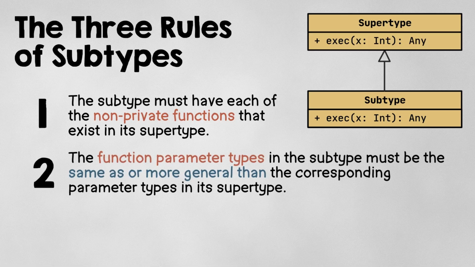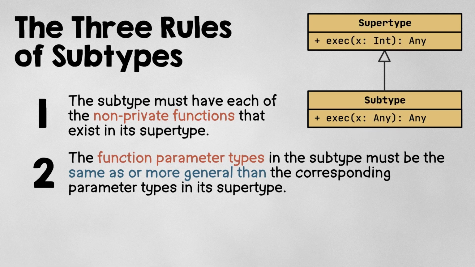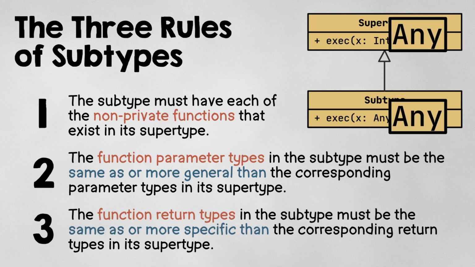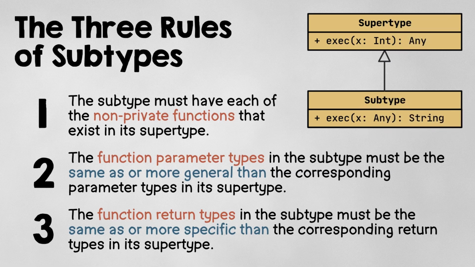And second, the function parameter types in the subtype must be the same as or more general than the corresponding parameter types in its supertype. And this one's known as the principle of contravariance. And third, the function return types in the subtype must be the same as or more specific than the corresponding return types in its supertype. And this one is the principle of covariance.